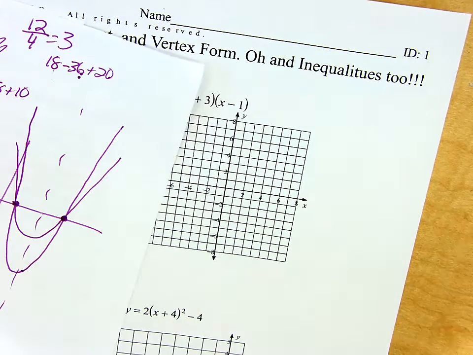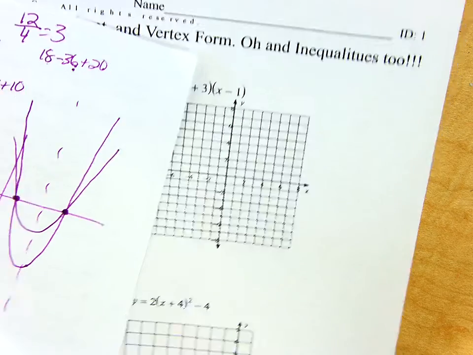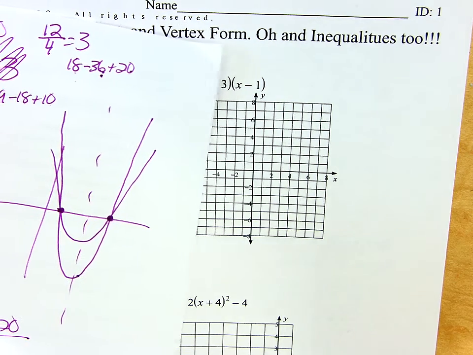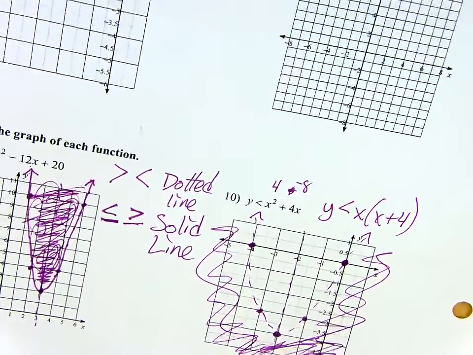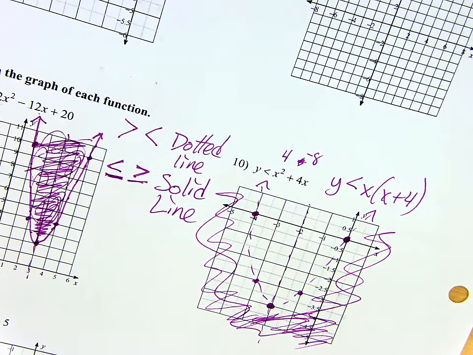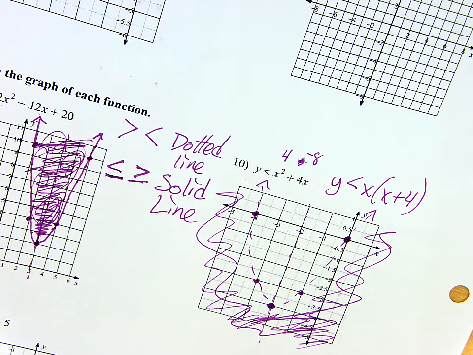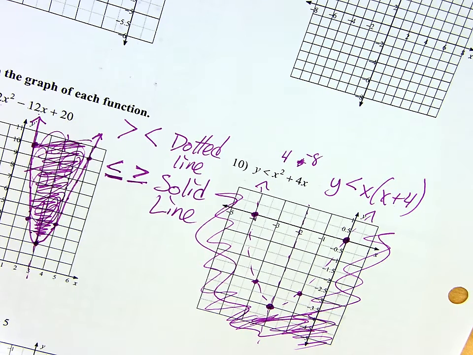So, if you glance at the rest of these, can you graph all of these? You have standard form, you have vertex, and you have intercept. And some inequalities. Are there any that you're like, I'm still not really sure how to do this, that, or the other? Sure.